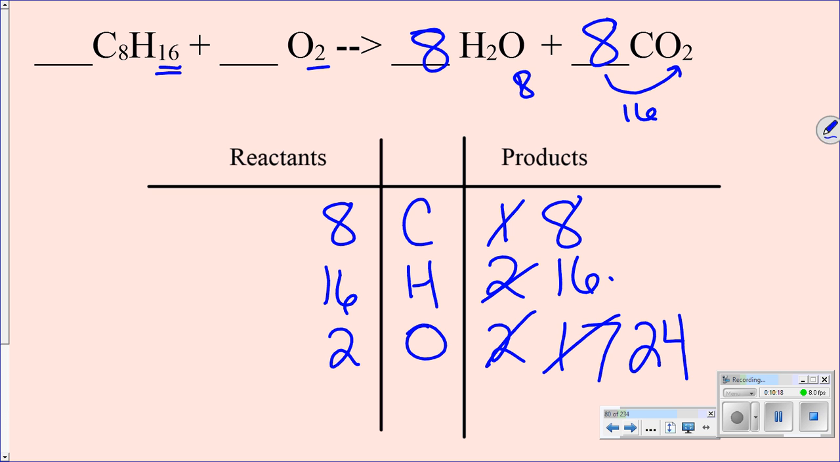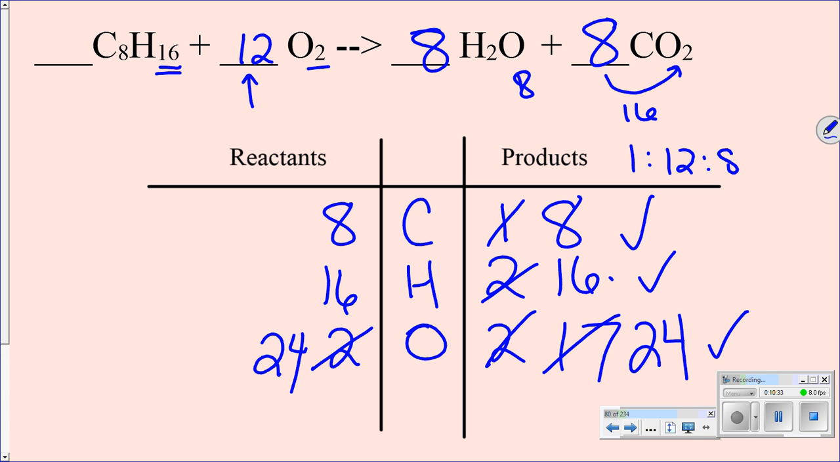So if we want to put a number right here, we can fix just oxygen in one time. All we have to do is put a 12 there, and that gives me my 24 oxygens. Balanced, balanced, balanced. Let's look at our coefficients. 1 to 12 to 8 to 8. So we can't reduce this because of that first coefficient being 1.